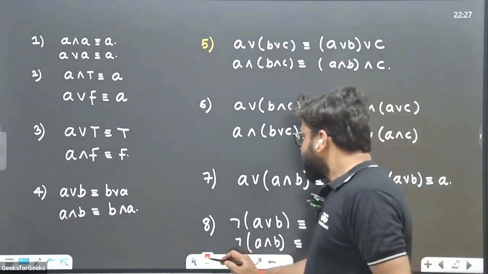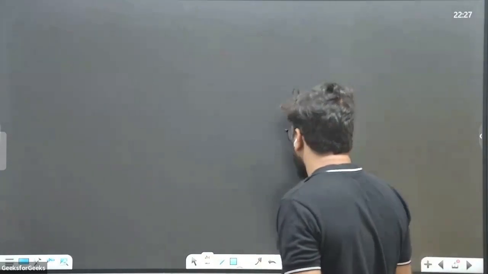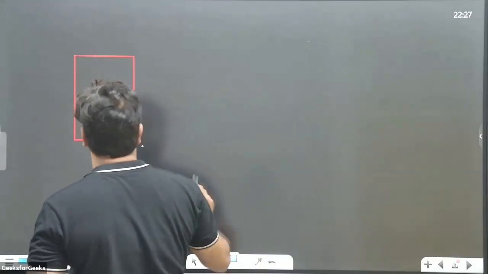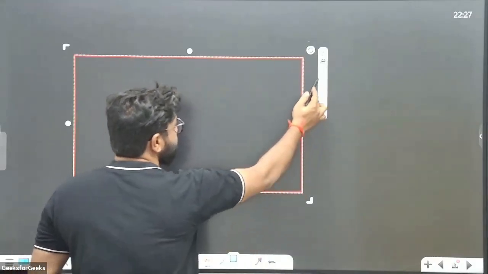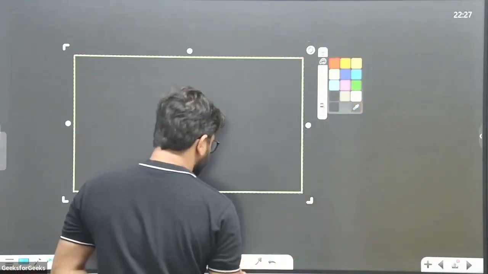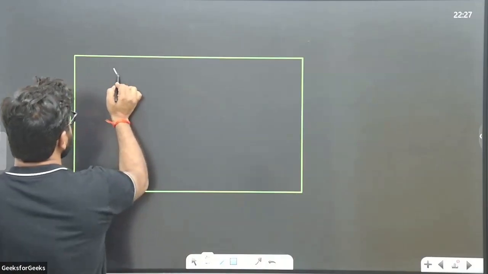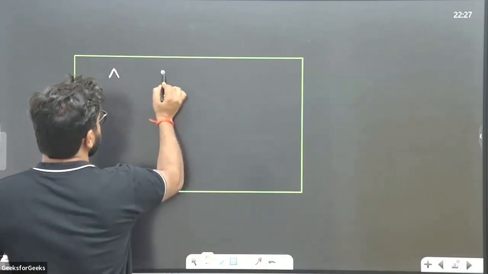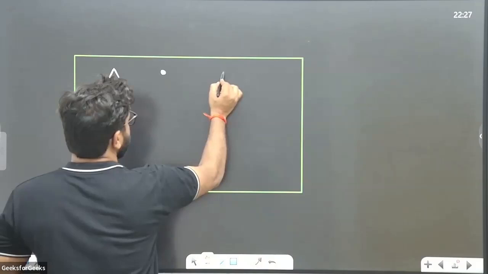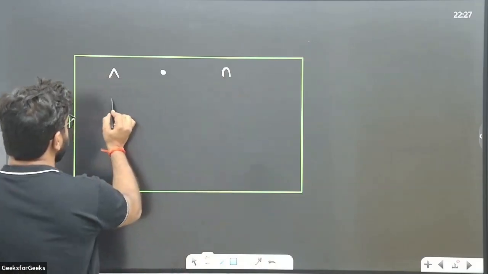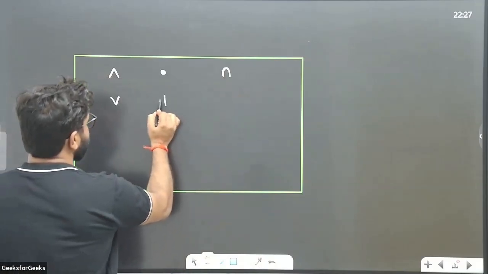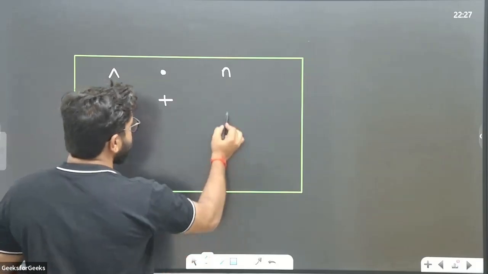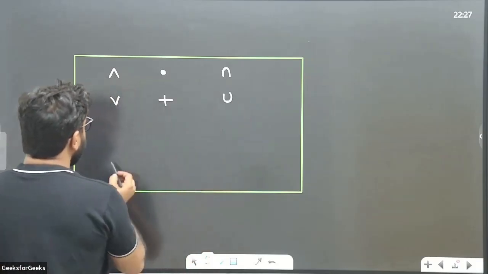So for example, here I'll try to give you one matrix. I personally call this the God matrix in my class. What is this God matrix? Whenever you have the AND in Boolean algebra, you will have a dot. In set theory, it will be an intersection. And if there is an OR in Boolean algebra and propositional logic, you will have the OR. In set theory, you will have the union.